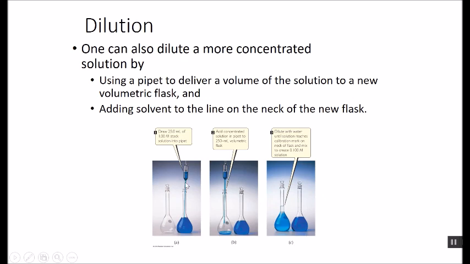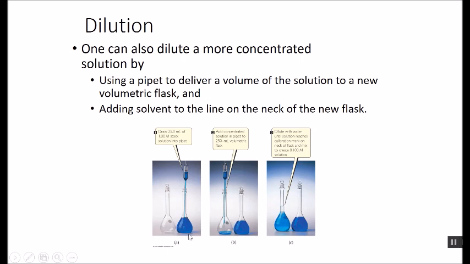So you'd use this volumetric pipette to draw some solution up inside it, and this is marked 25, so you can draw up 25 milliliters very precisely. And then you would dispense that volume into a second flask. And after you've put that 25 milliliters in, you'd fill it up to the mark with some more solvent, and what you'd have in the end is a more dilute solution.